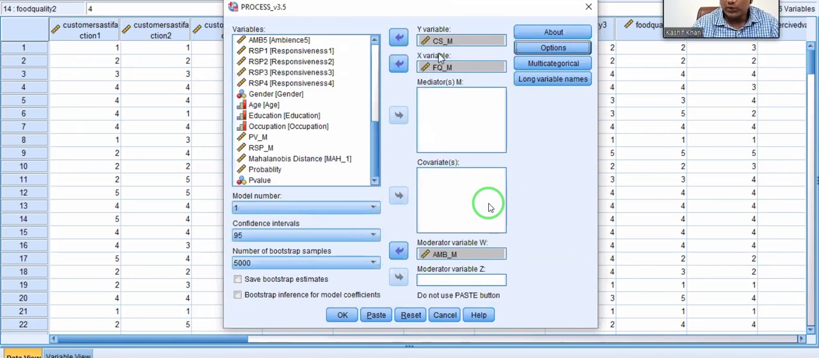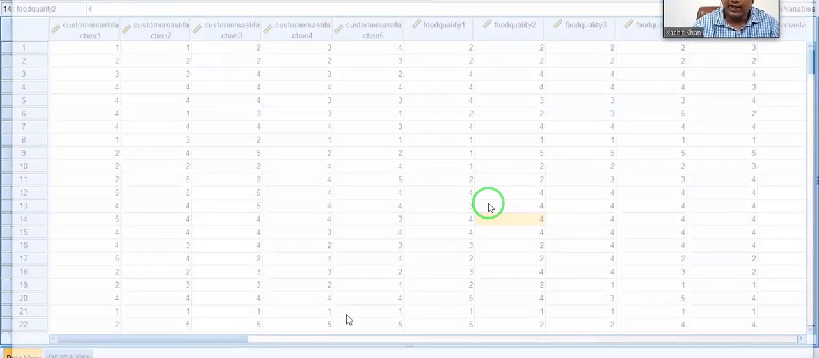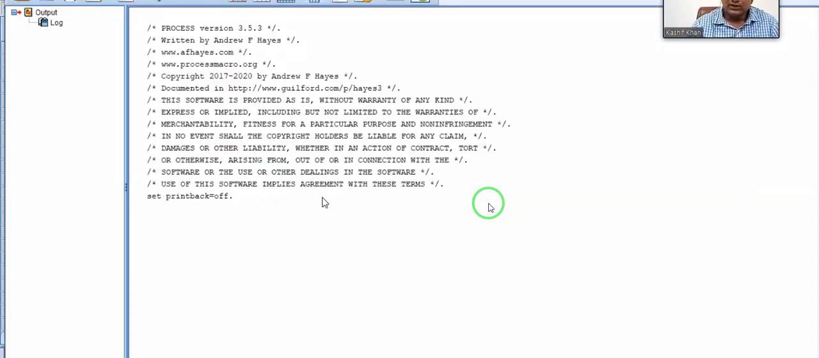So in this, we have one dependent, one independent, and one moderator. Let's hit OK. It's going to take a while, so just wait.